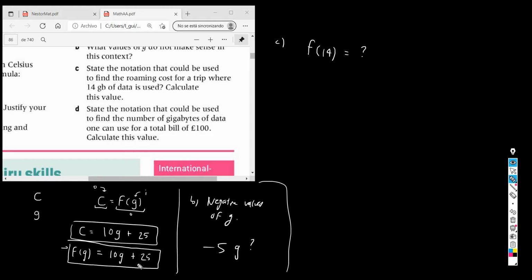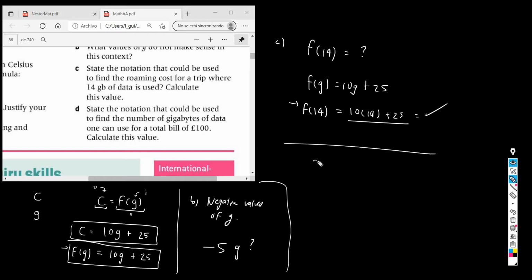And if you know that f of g is equal to this, then all you need to do is a simple substitution. F of 14 equals 10 times 14 plus 25. Calculate this thing, and that's going to be your answer. State the notation that could be used to find the number of gigabytes of data one can use for a total bill of 100 pounds. It's the same problem, but in reverse now.